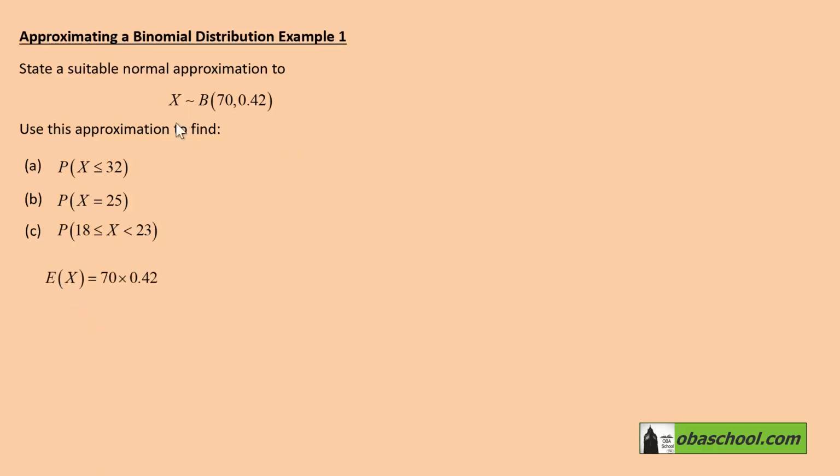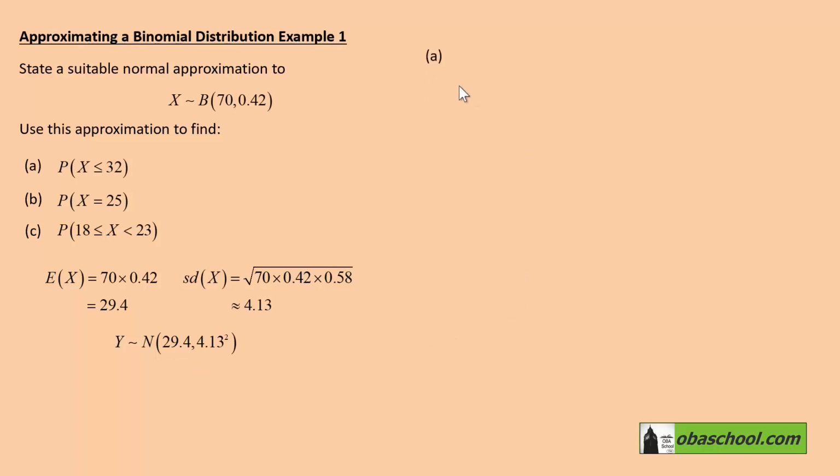Well, the expectation of X would be 70 times 0.42, which is 29.4. And the standard deviation will be the square root of 70 times 0.42 times 0.58, which is approximately 4.13. So our approximate distribution is a normal with a mean of 29.4 and a standard deviation of 4.13.